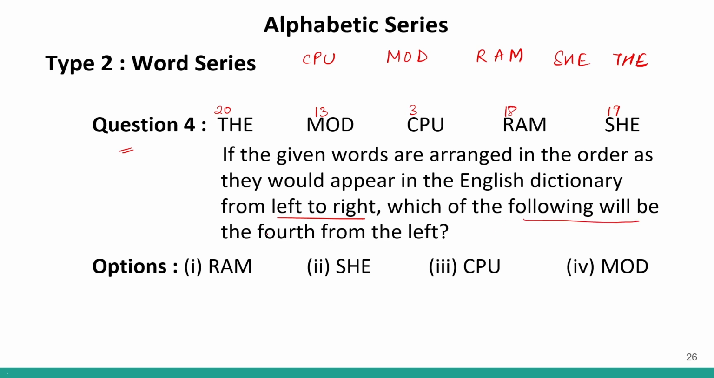Which of the following will be fourth from the left? So left will be over here and fourth from the left will be 1, 2, 3, fourth. So at fourth from the left we will have SHE, which is given in option number 2. Therefore option number 2 will be the correct answer to this question. Clear?